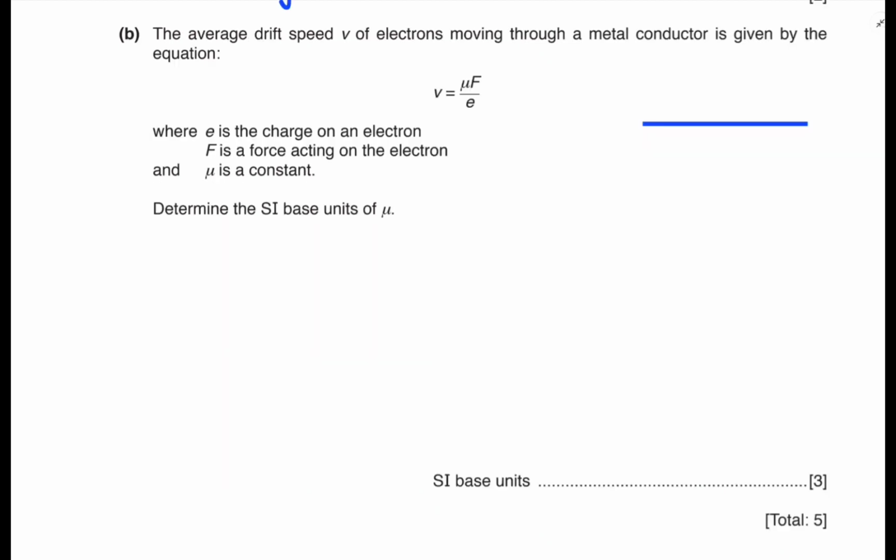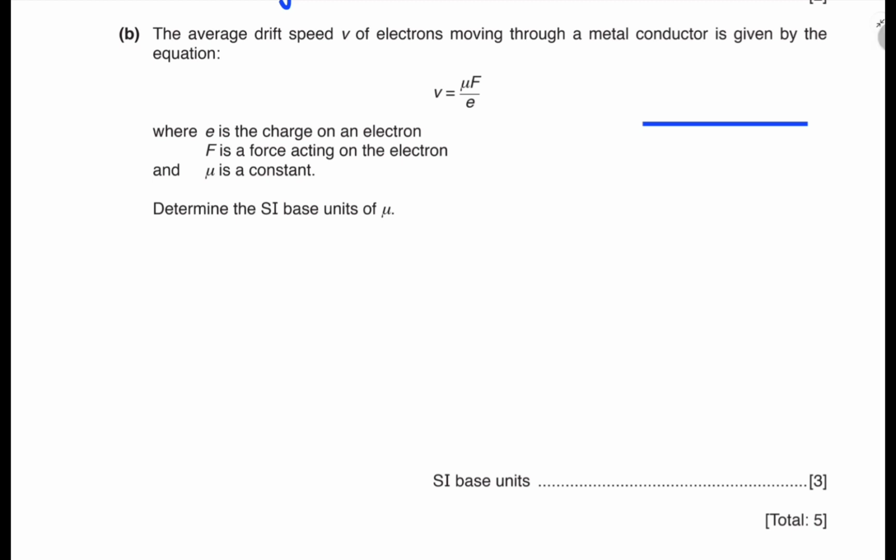The average drift speed v of electrons moving through a metal conductor is given by the equation v is equal to mu F over E, where E is the charge on an electron, F is a force acting on the electron, and mu is a constant. Determine the SI base units of mu.